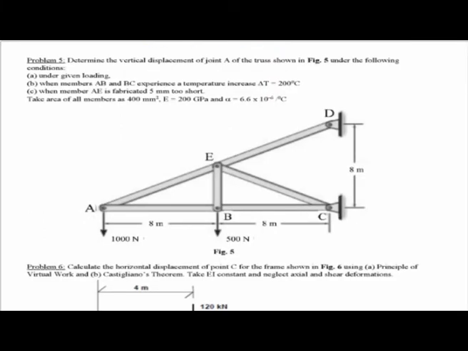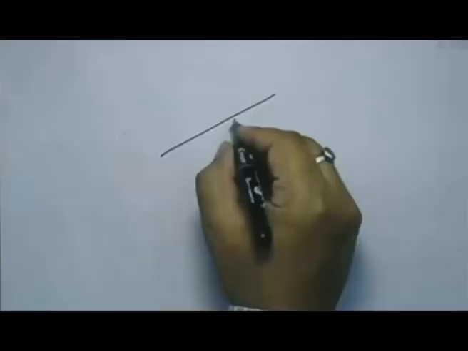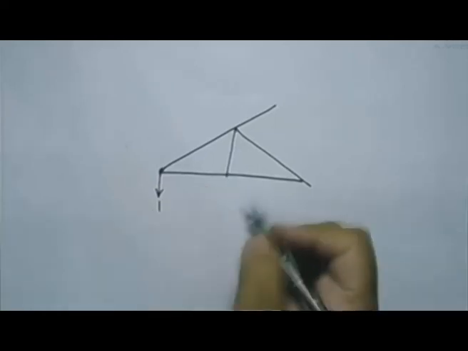What this is telling is, determine the vertical displacement of joint A of the truss shown in figure 5 under the following conditions. One is under the given loading. The second one is when members AB and BC, that is these two members, experience a temperature change. And third is member AE is fabricated 5 mm too short. Now draw that truss, a virtual load has to be applied here.